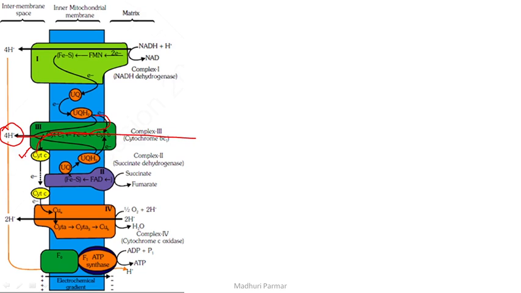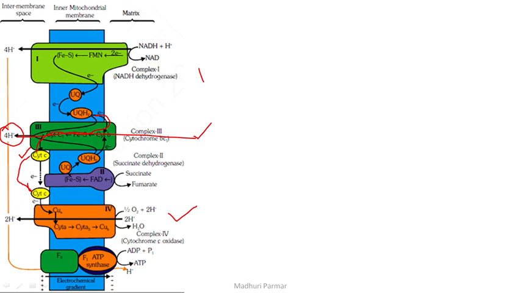Now this cytochrome c again is a movable protein. It is a peripheral protein. You remember the 2 types of proteins that we have studied in the cell membrane. So it is a peripheral protein, and this cytochrome c with the electrons will go to complex number 4. So from 1 we went to complex 3, and complex 3 to complex 4.